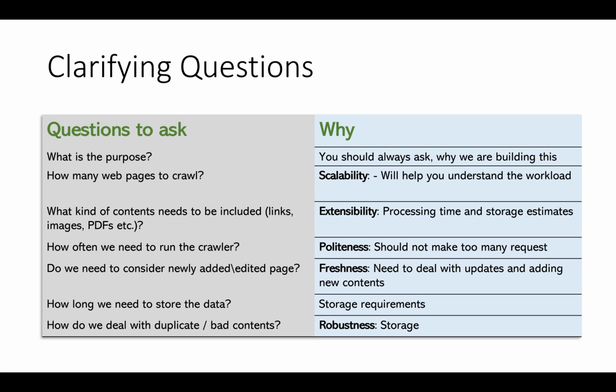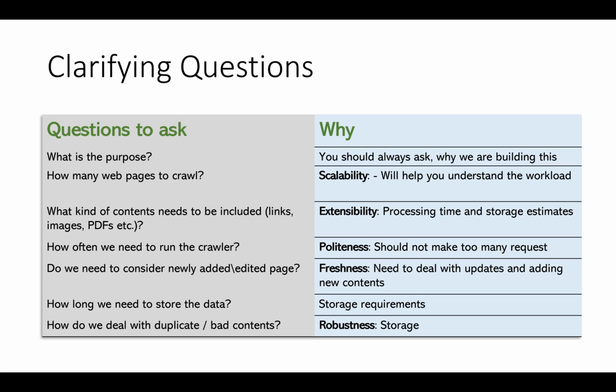Do we need to include links, images, PDFs, and other documents, or are we only looking for links? Clarify that, because this will give us the processing time and storage estimate. If we are just getting a list of URLs, but we don't want images, PDFs or any other documents, then we will have less storage requirement. So it's very important to understand this.